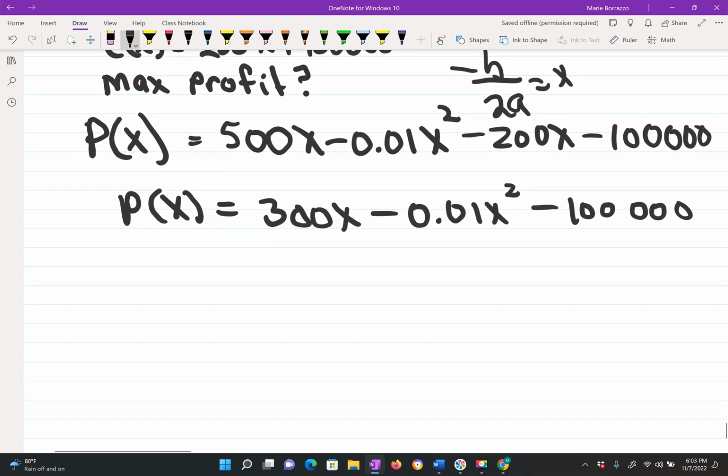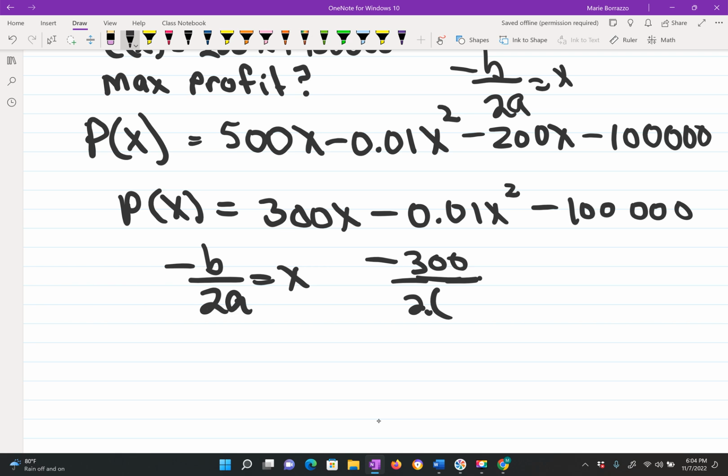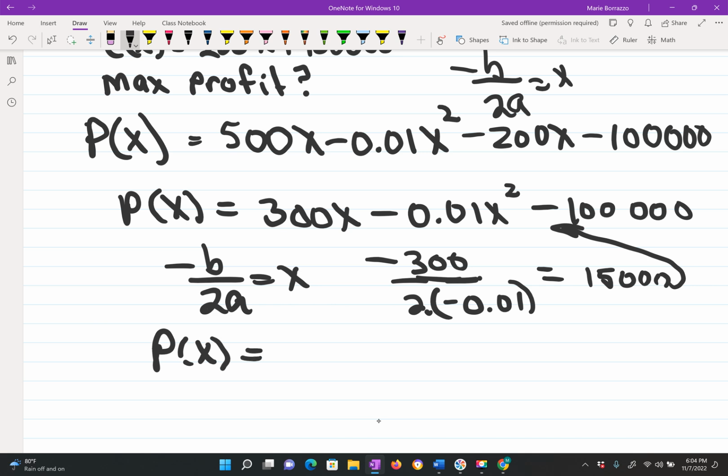And again, you can rearrange this, and if you do negative b over 2a, which is the axis of symmetry, that's going to give you negative 300 over 2 times negative 0.01, which gives you 15,000. You're then going to throw it back into the equation, and you find that P of x is going to equal $2,150,000. Okay? So it's a fairly simple question.